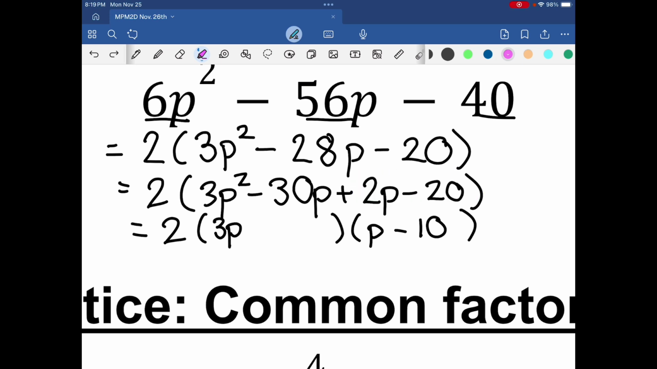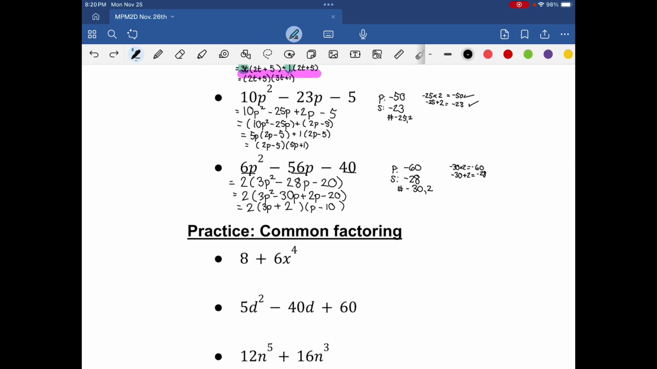Now I'm going to go to my second terms. My GCF that's there will be plus 2, and I want to verify that if I did 2p divided by 2, it gives me p, and it does, and then negative 20 divided by 2 gives me negative 10. Yep, I'm good. And I'm done.